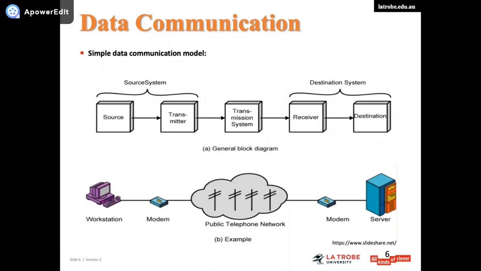That's why we need a transmitter, which is the modem. The modem will change the digital signal from the workstation to analog. Then the analog signal will be transmitted to another modem, which is connected to the server. This modem on the server side will change the analog signal back to the digital signal, which is what the server understands. Finally, the information will arrive at the server. So that is a simple data communication model.